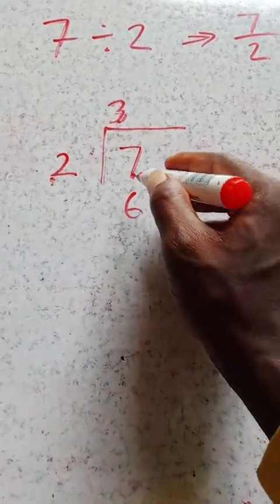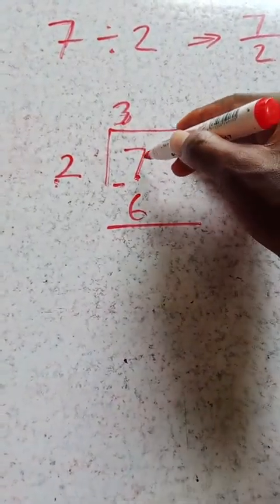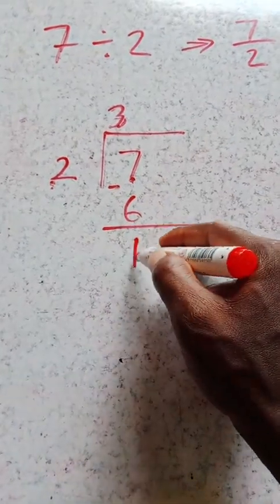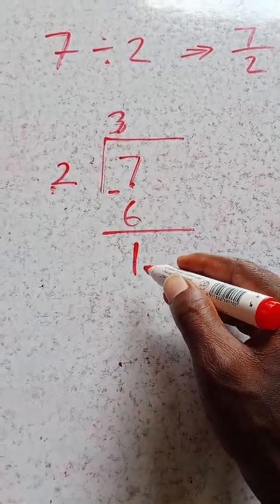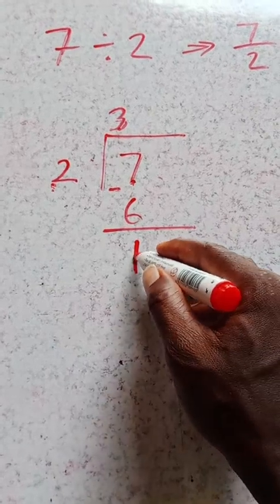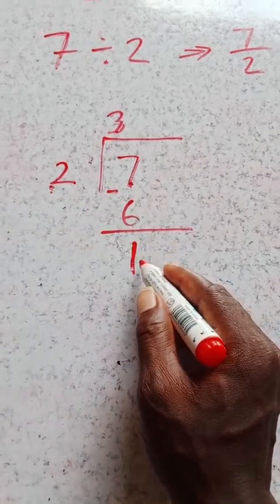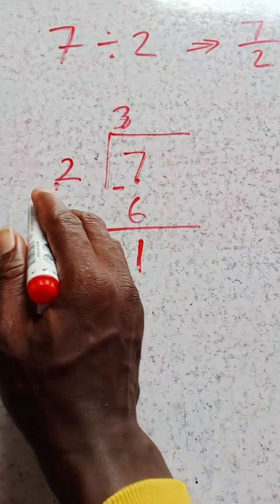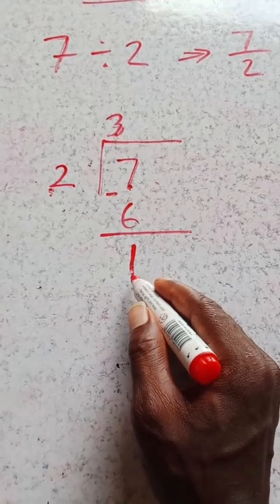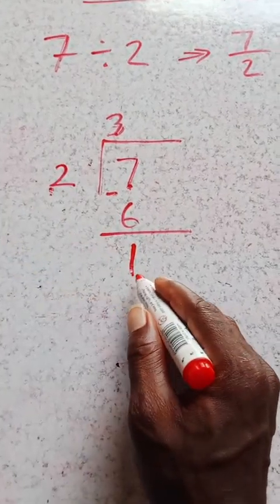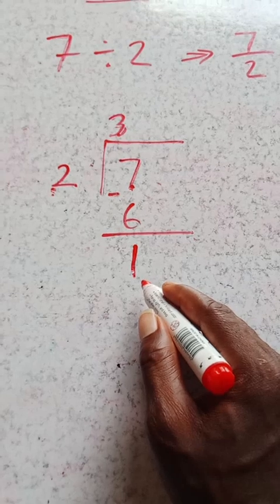And then we'll now minus. When you minus, 7 minus 6 is 1. So the division continues. Now 1 divided by 2 means how many times will 2 appear in 1? Of course it is not possible, because 2 is greater than 1.